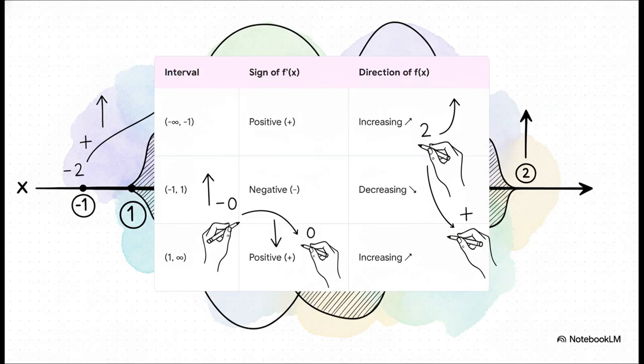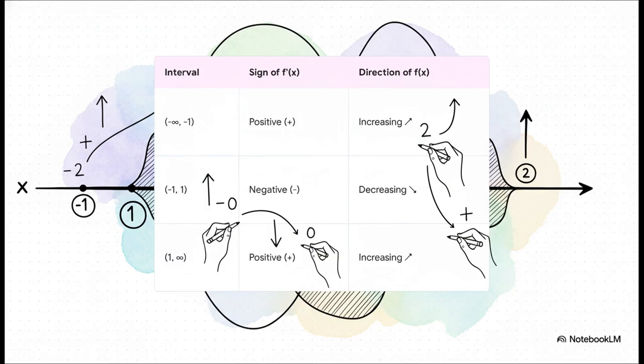Now for the fun part. We build our sign map, which you see right here. We're testing the intervals around our critical points. So let's pick a number to the left of negative 1, say negative 2. Plug it into the derivative, we get a positive number. That tells us the function is increasing there.